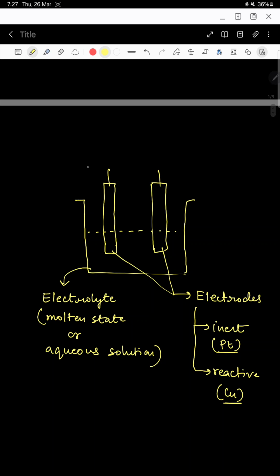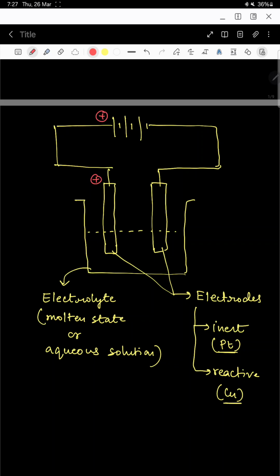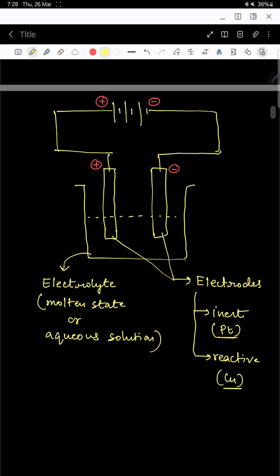Next, these two electrodes are connected to a power source, or we can say a cell or a combination of cells. Obviously the rod on the left hand side becomes positively charged because it is connected to the positive terminal of the battery, and the one on the right hand side is negatively charged because it is connected to the negative terminal of the battery. The rod on the left hand side is basically the anode.